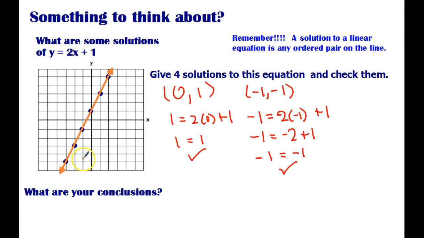Okay? I want you to do 2 more points. And then just write what your conclusions are. Why are these solutions? Why are these a solution to this linear equation? Okay?